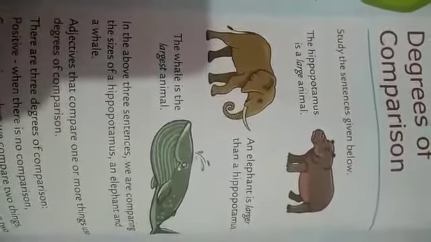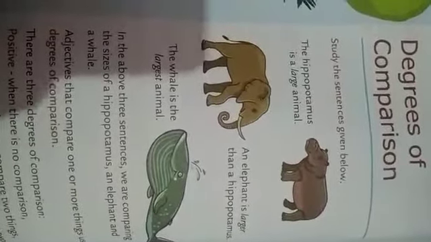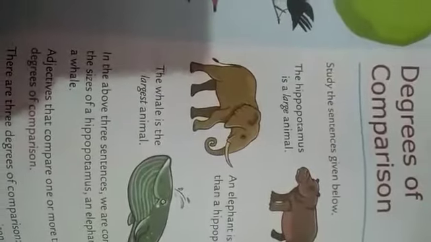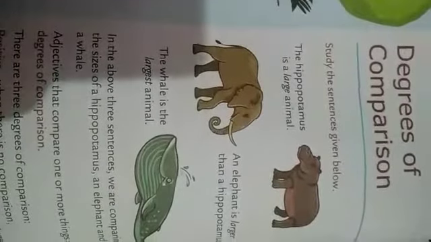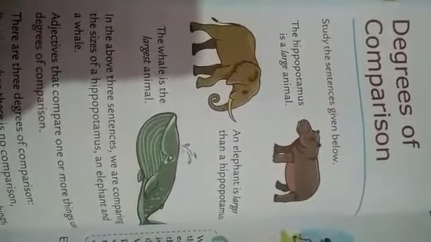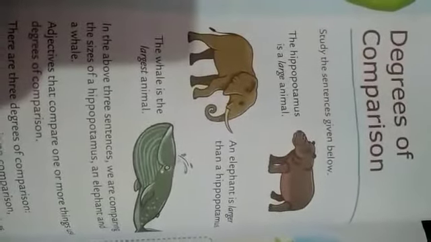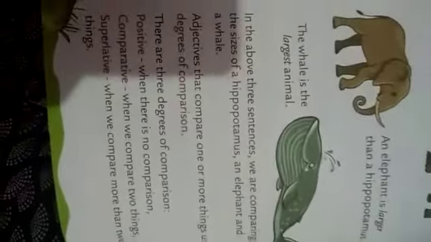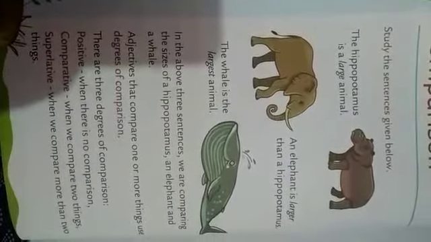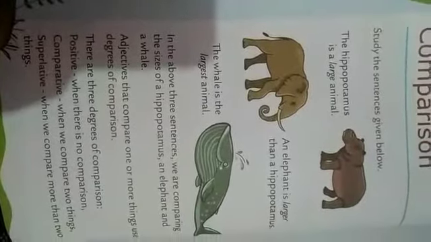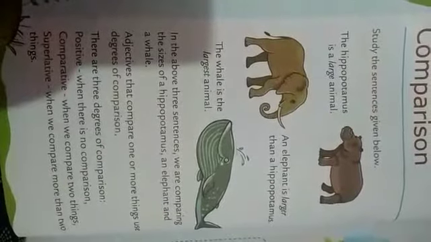So these differences tell about the degrees of comparison. In the first sentence, that is telling about the positive degree. The second is the comparative degree, and the third is the superlative degree. Moreover, in the above 3 sentences, we are comparing the sizes of a hippopotamus, an elephant and a whale. Adjectives that compare one or more things use degrees of comparison.